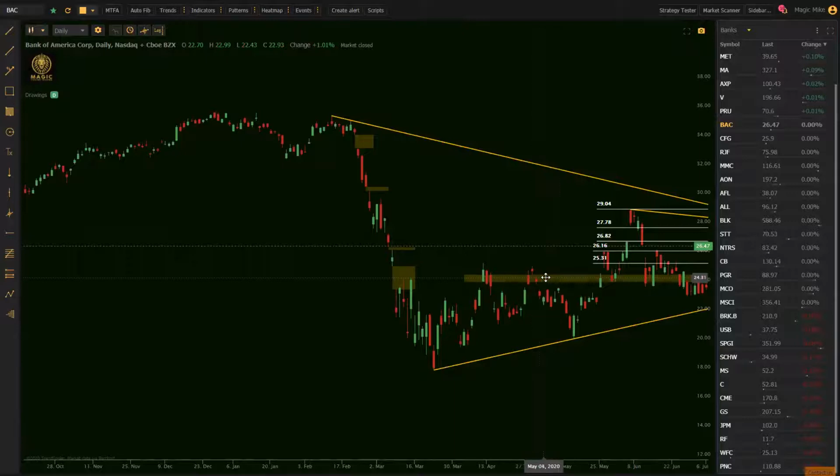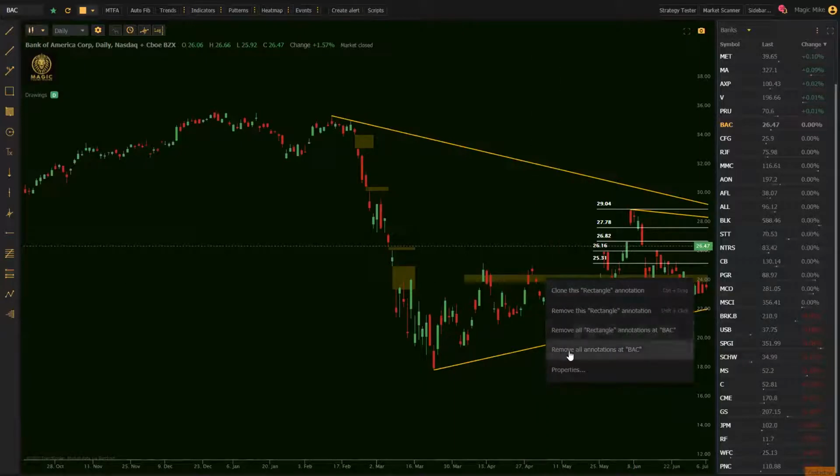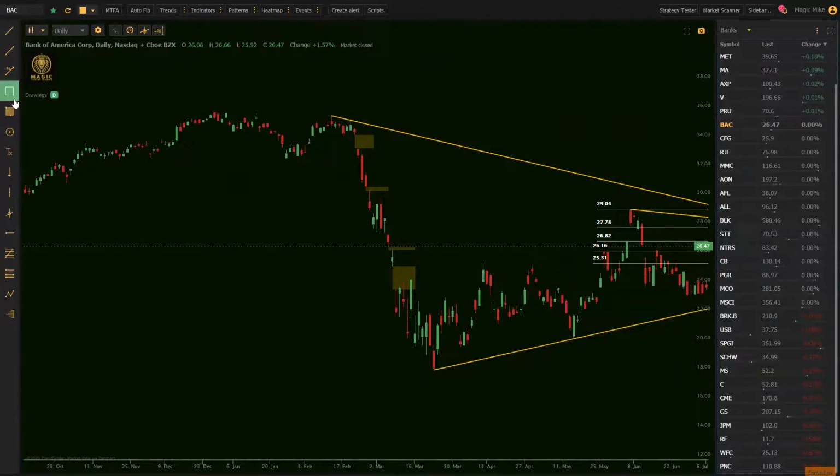Oh, that's the wrong highlighter. Hang on. I'll use this one right here. So, come on. Small little gap right there.